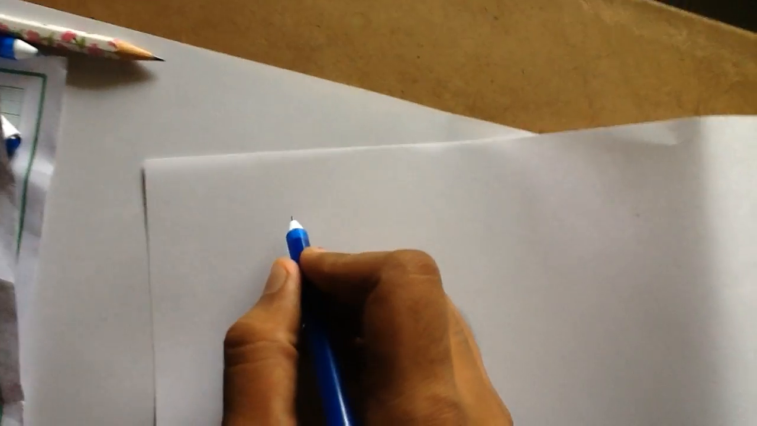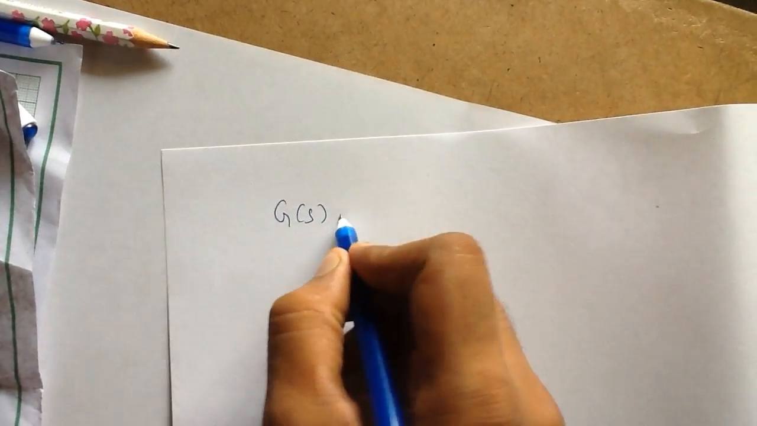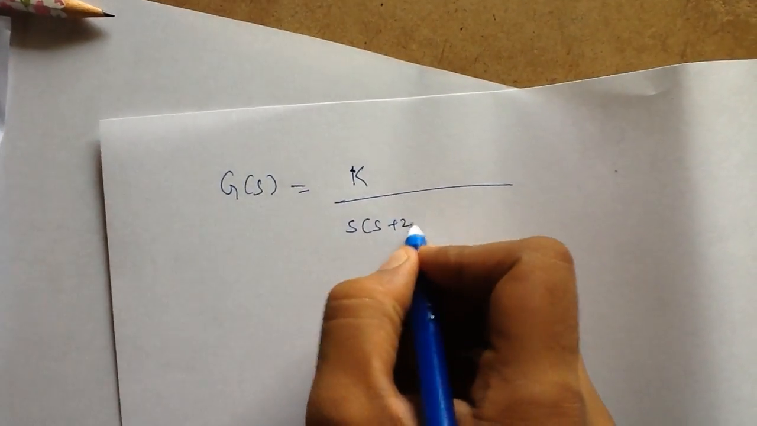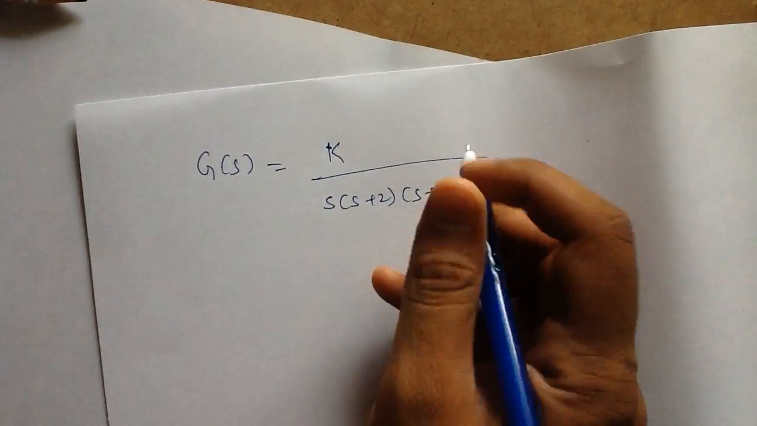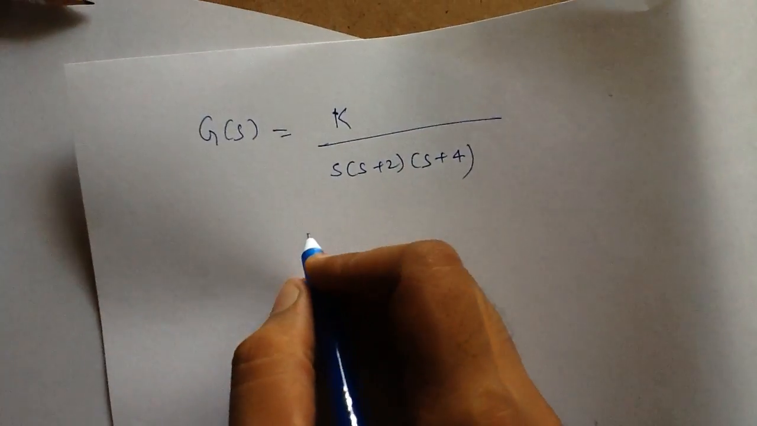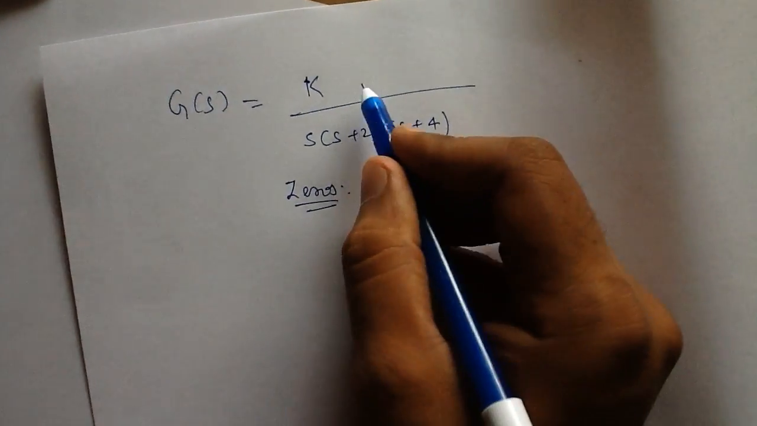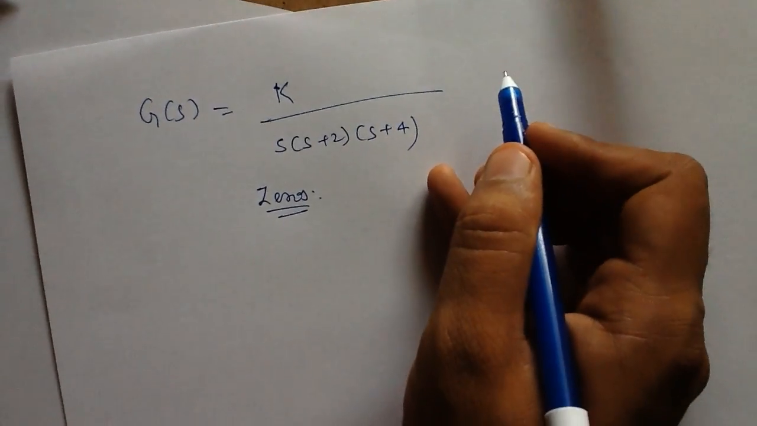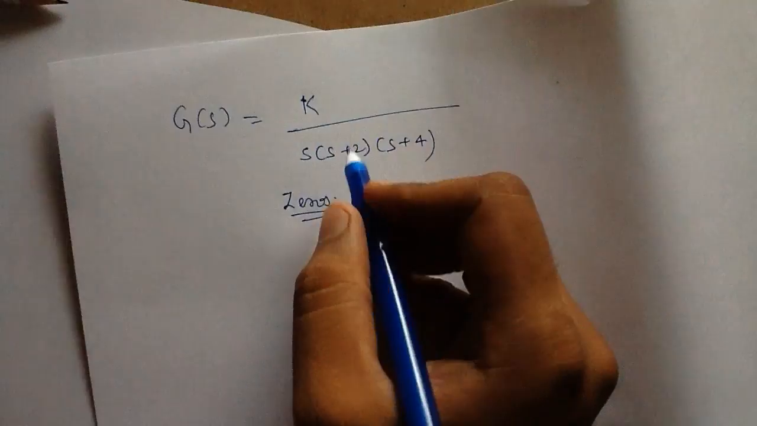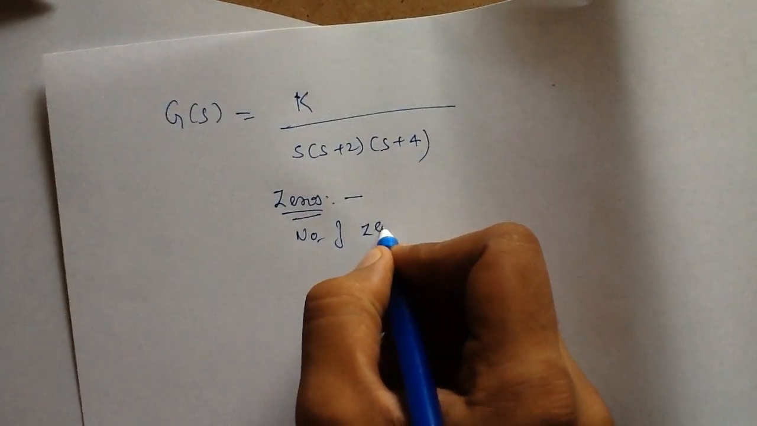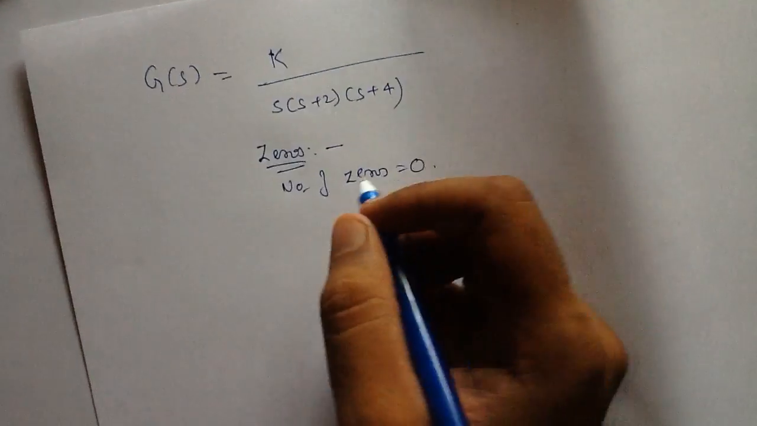So let me just start from here. I'm writing the transfer function again. You're going to do this along with me, right? So what are the zeros of the transfer function? Is there any s plus or s minus in the numerator? There is no zero for the given transfer function. So number of zeros is equal to 0.